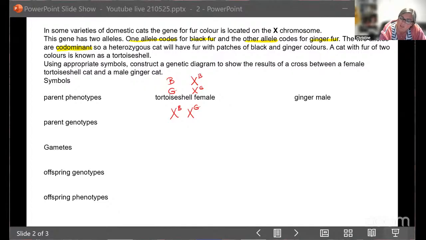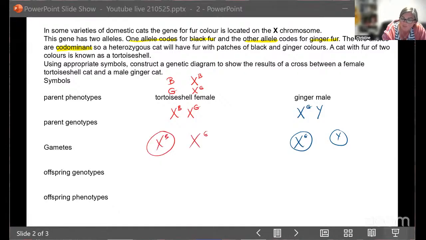So what you have then is a ginger male. Let me just change colors. I want to do this one a different color. I've got a ginger male, so I know they've got the X chromosome with the ginger allele, and they're male, so they have the Y chromosome as well. So what are the possible gametes that they would get? You'd have an X with a G, or you could have the Y. And with the female, it could be an X with a capital B, or an X with a G.